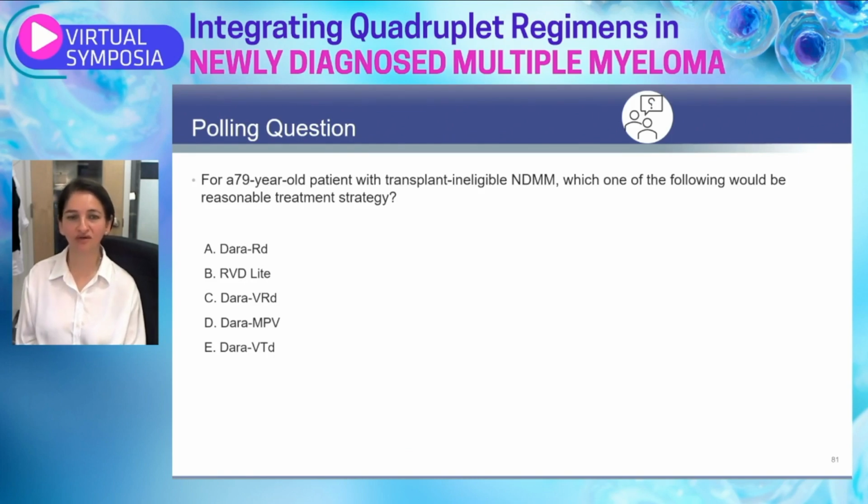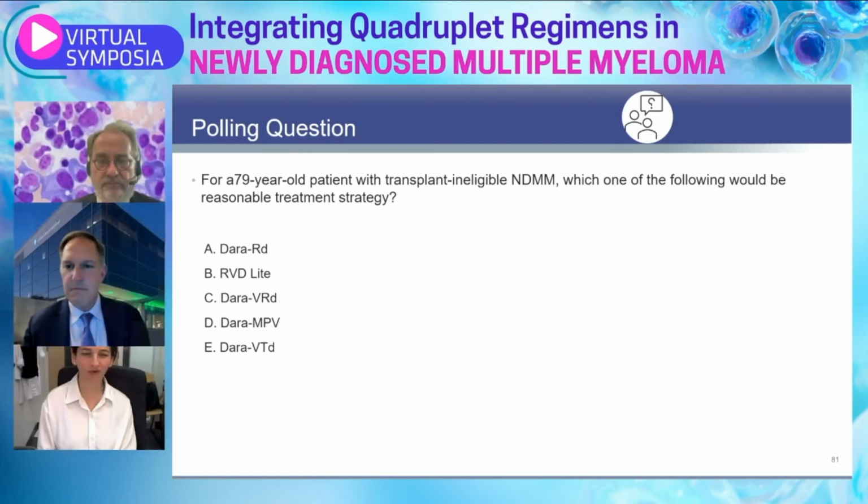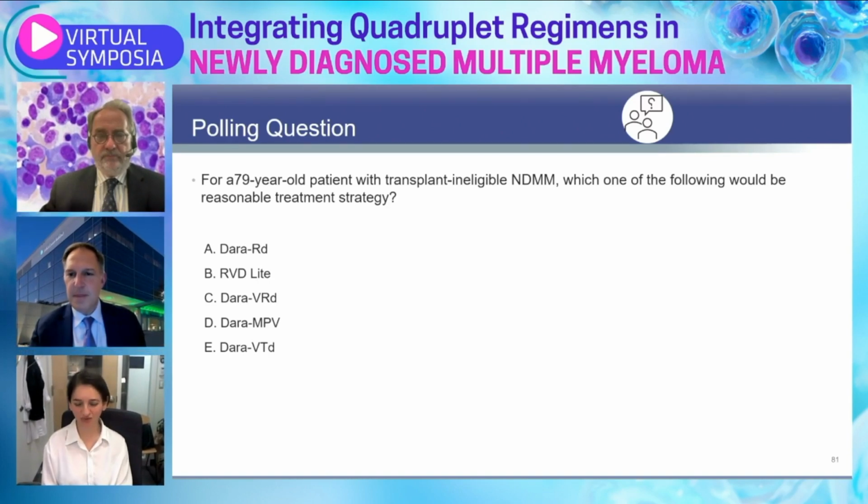You have a polling question for him. What would you do in terms of treatment? A is DARA-RD, like the MAIA trial. B would be RVD light. C would be DARA-VRD. D is DARA-MPV, or E would be DARA-VTD, as done in the CASSIOPEIA trial. So this was a gentleman with standard risk cytogenetics, 11;14 and hyperdiploidy. And again, I'm going to ask our faculty, and we'll start off with you, Pete. With this gentleman in 2024, what would you pick as your treatment of choice?